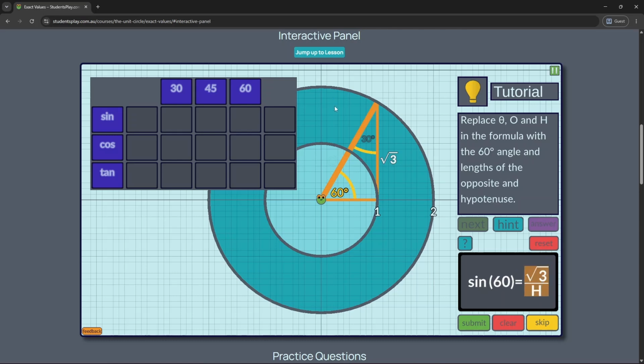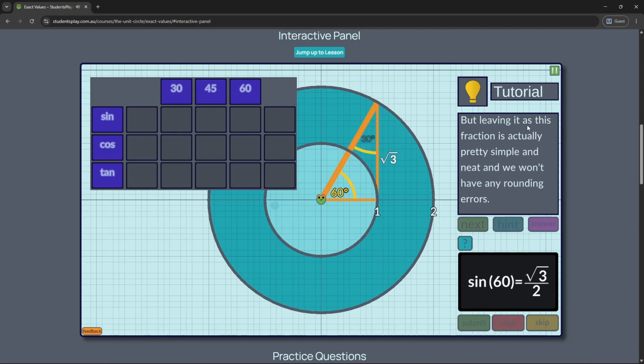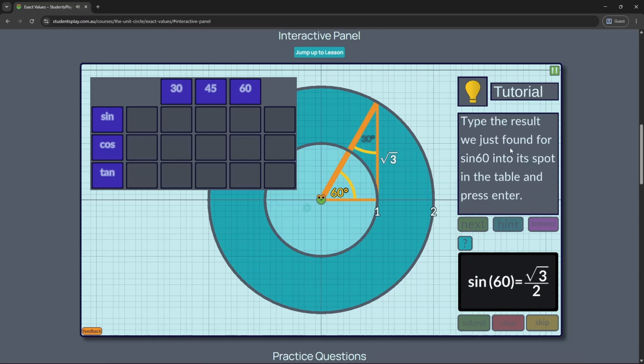The hypotenuse we said was 2 because it's the same as the radius of the circle, and the radius of the circle is 2. So we'll do that. Nice, and again we won't solve the square root and fraction because it would equal 0.866 and we'd have to round it. But leaving it as this fraction is actually pretty simple and neat, and we won't have any rounding errors. Type the result we just found for sine 60 into its spot in the table and press enter.